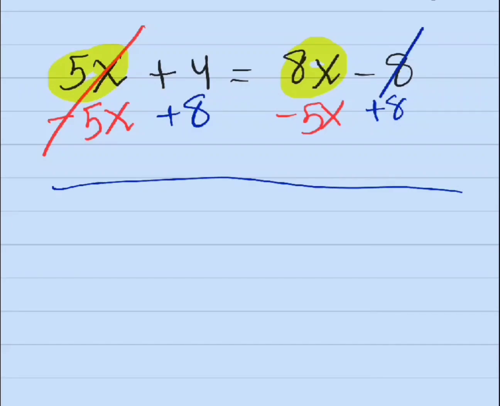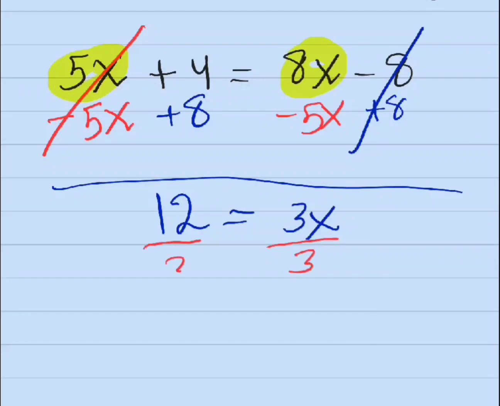The 8's will cancel and the 5x will cancel. So on the left, we just have a number. 4 plus 8 is 12. On the right side, we have a variable, 8x minus 5x is 3x. So now all we need to do is divide by 3 at this point. And so x is equal to 4. And that's it. So that's how you can solve that equation.